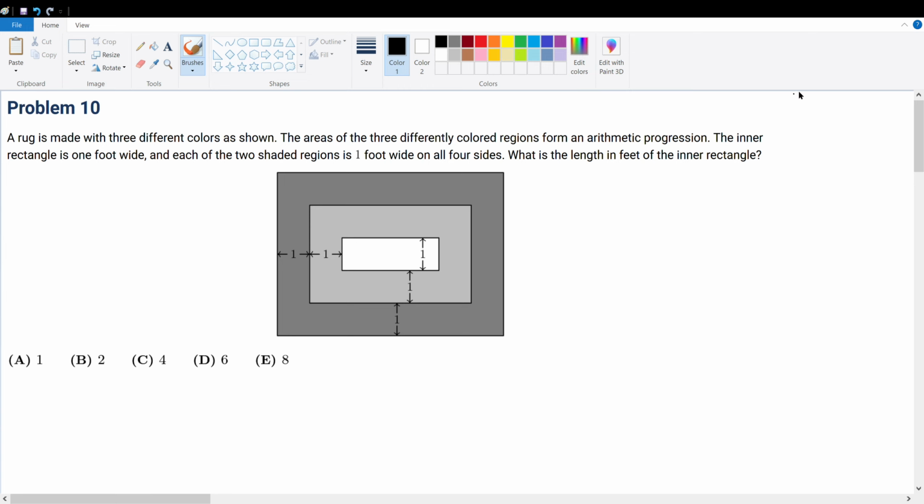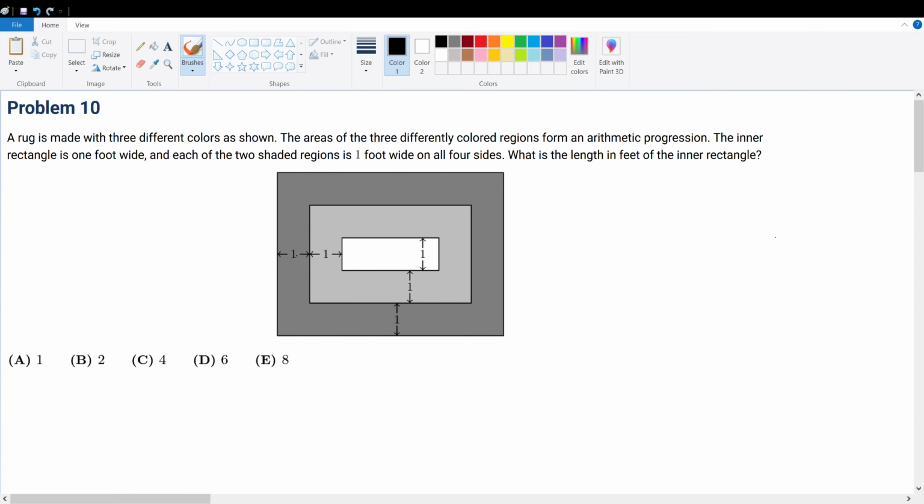Problem 10. We are given a rug that is made of three different colors. The areas of the three differently colored regions form an arithmetic progression. The inner rectangle is 1 foot wide, and each of the two equally spaced regions is 1 foot wide on all four sides. What is the length in feet of the inner rectangle?